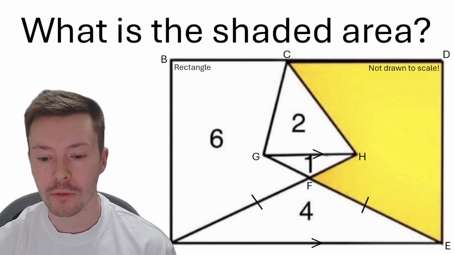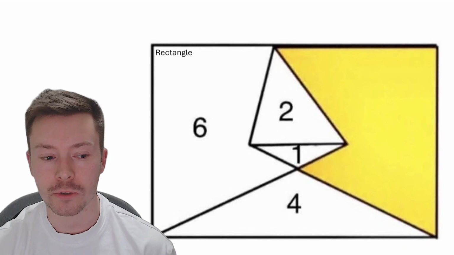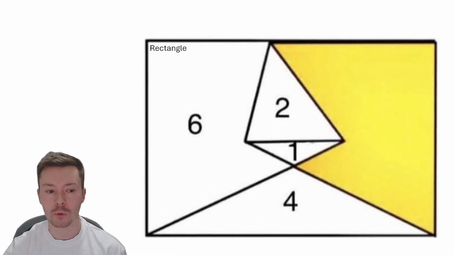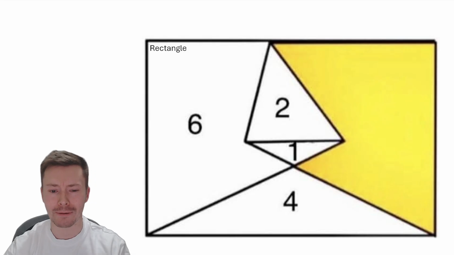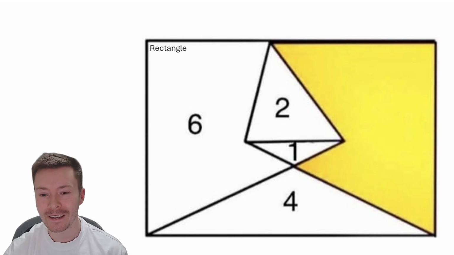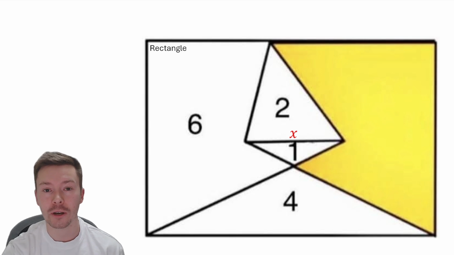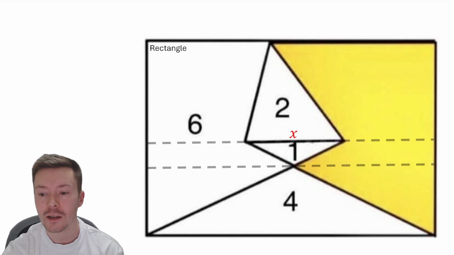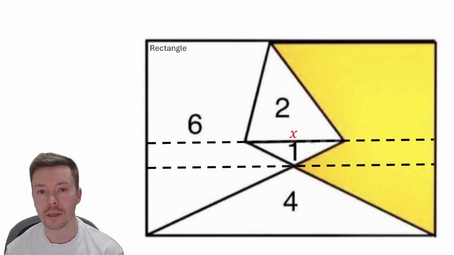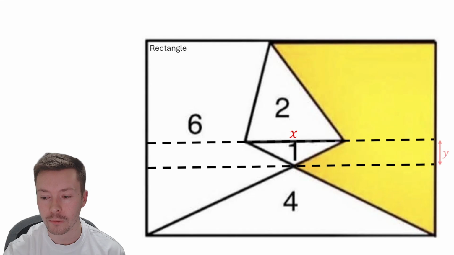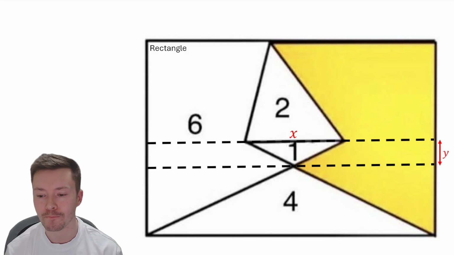Okay, so the first thing that I want to do is make that diagram a little bit smaller. And then I am going to label the top side of that triangle with an area of 1 as x. And I'm going to introduce these two lines so I can tell you the height of that triangle with an area of 1. And I'm going to call that y for now.